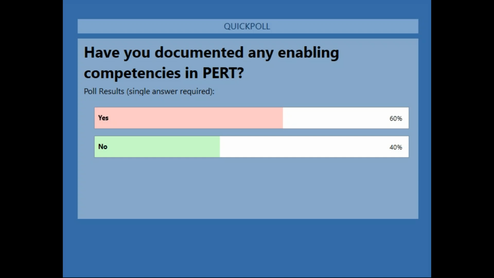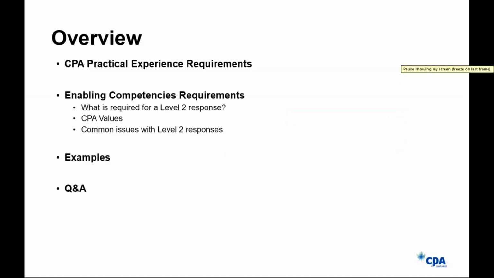Today, we will go over mainly the enabling competencies. However, we will begin with an overview of the practical experience requirements. Then we will talk about the enabling competency requirements. So a common question was, what is required for a level 2 response? We will also look at some examples of enabling competencies, go over our values, and discuss common issues we see with level 2 responses. At the end of the webinar, we will open it up to question and answer.